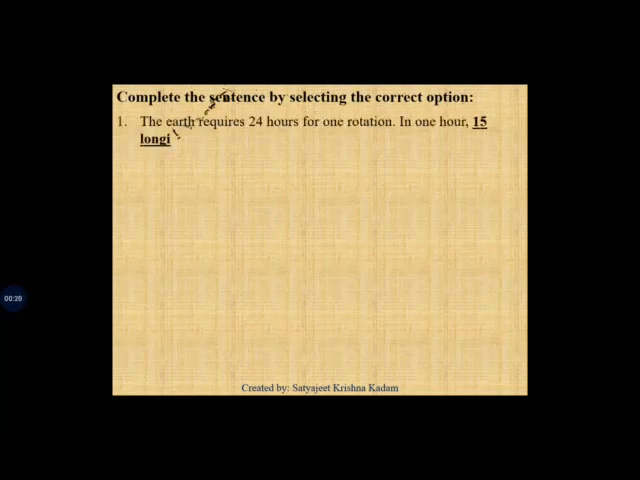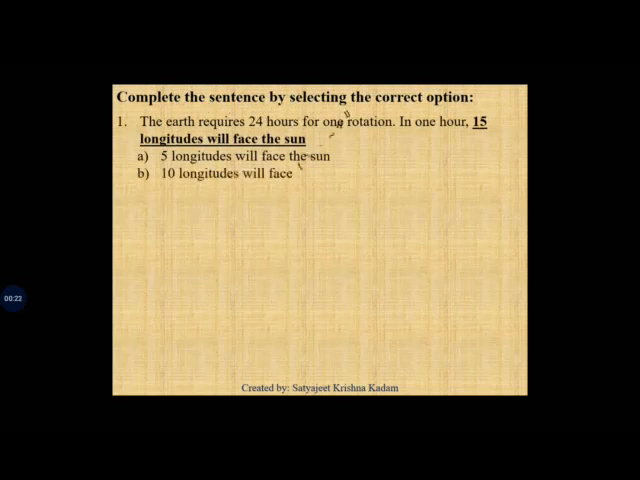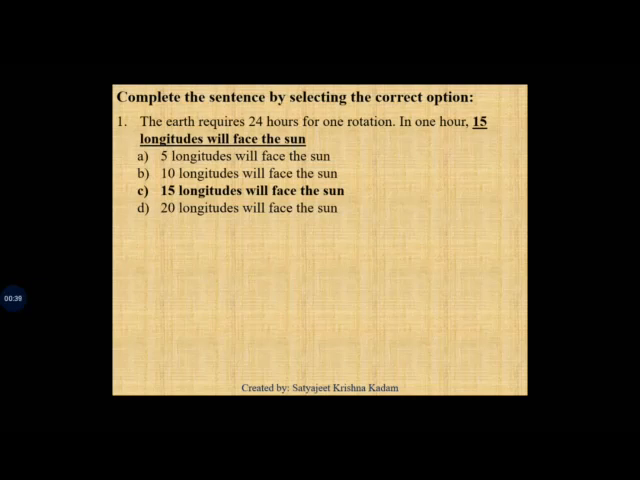First, the Earth requires 24 hours for one rotation. In 1 hour, dash. A. 5 longitudes will face the Sun. B. 10 longitudes will face the Sun. C. 15 longitudes will face the Sun. And D. 20 longitudes will face the Sun. Answer C. 15 longitudes will face the Sun.